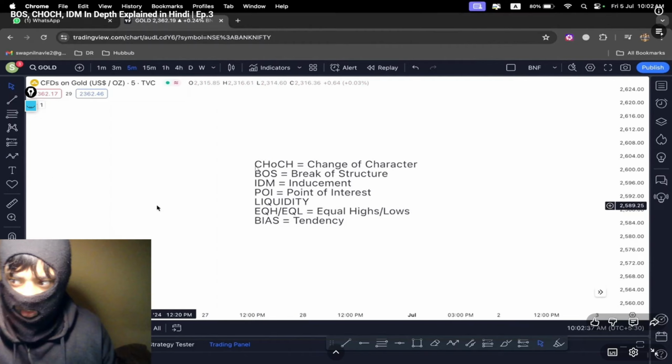He's basically saying that he's gonna teach us break of structure, change of character, inducement, point of interest, liquidity, equal high, equal low, and bias tendency.